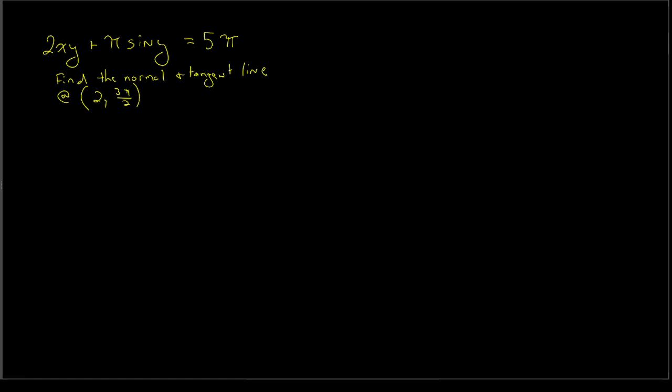Alright, so we have this relationship that we're going to explore at the point (2, 3π/2). We want to find the normal and the tangent line. So the first thing we're going to do is make sure this point is on the curve.